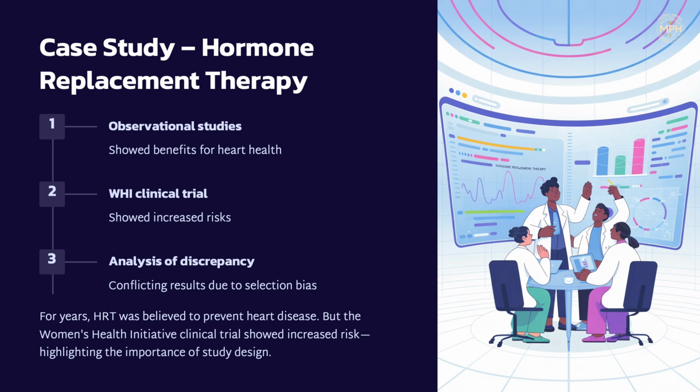A closer look at controversial studies. Let's look at some real-world examples. In the 1990s, hormone replacement therapy was widely prescribed to postmenopausal women. Cohort studies suggested it reduced heart disease and fractures. But in 2002, a randomized clinical trial, the Women's Health Initiative, found that HRT actually increased risks of heart attack, strokes, and breast cancer. So what happened? Selection bias. Women who chose HRT in observational studies were healthier to begin with. The clinical trial, which randomized participants, avoided that bias and provided a more reliable result.